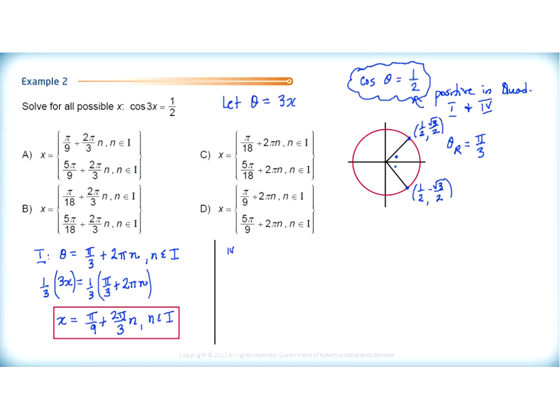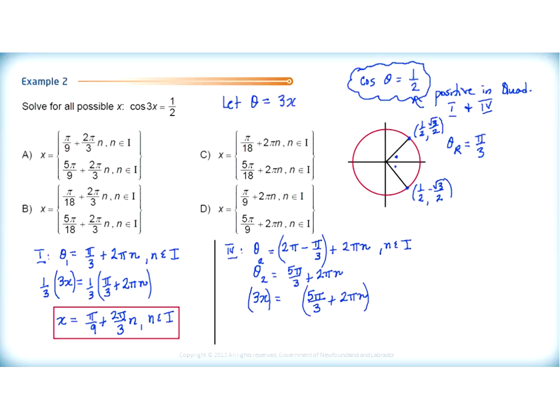As well, in quadrant 4, theta, the second value for theta, would equal, that's going to be 2 pi radians minus pi over 3, and we still have to add 2 pi n, where n belongs to the set of integers. So 2 pi minus pi over 3 is equal to 5 pi over 3 plus 2 pi n. We'll replace theta with 3x. So we have 3x is equal to 5 pi over 3 plus 2 pi n.